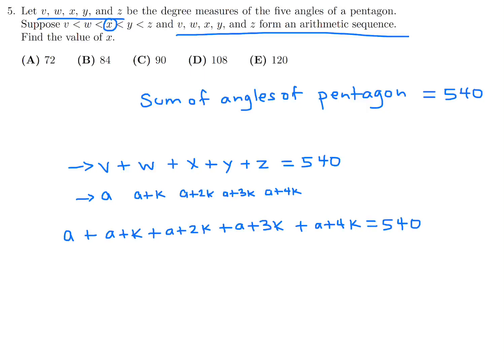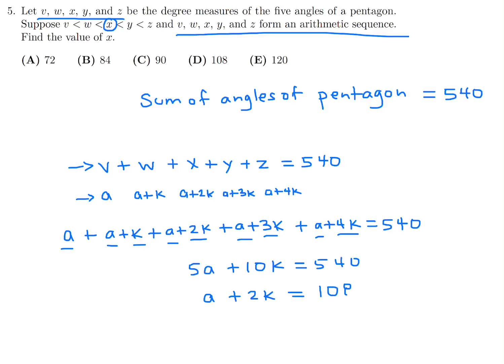And now we can just solve for this. So A, we got 5 A's, and then K plus 2K is 3, plus 3 is 6, plus 4 is 10, plus 10K is equal to 540. And probably can divide through by 5, so we get A plus 2K is equal to 108. And what did they want us to figure out? The value of X. X is right here. A plus 2K is X. That's exactly what we figured out. So they kind of made it easy for us, you know. So that would mean 108, and therefore 5 is D.